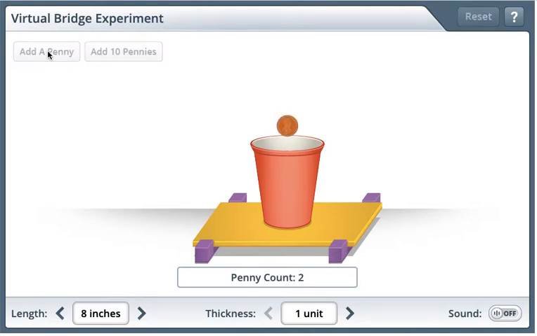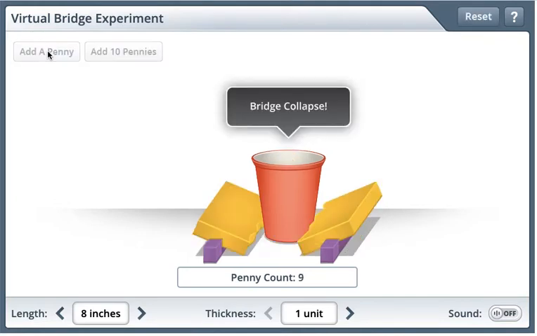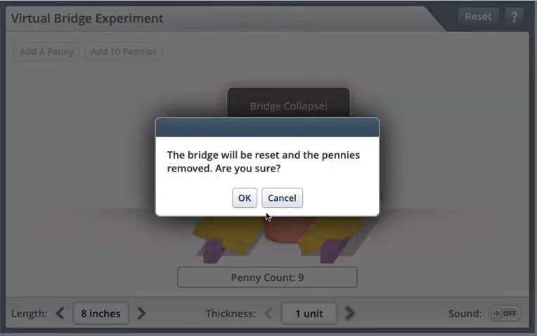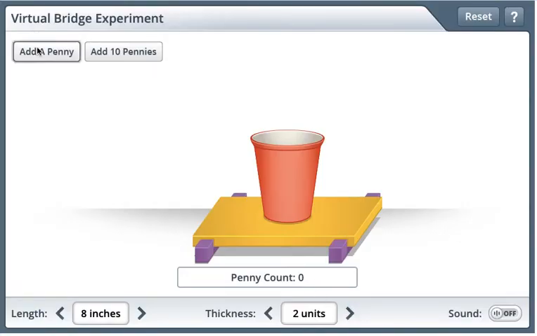So I am putting in my pennies, and I'm noticing it hasn't broken yet, and I keep adding them, and it breaks at 9. So at 9 pennies, it breaks. I'm going to put that information in the Google form, then change the thickness to 2, and do the experiment again.